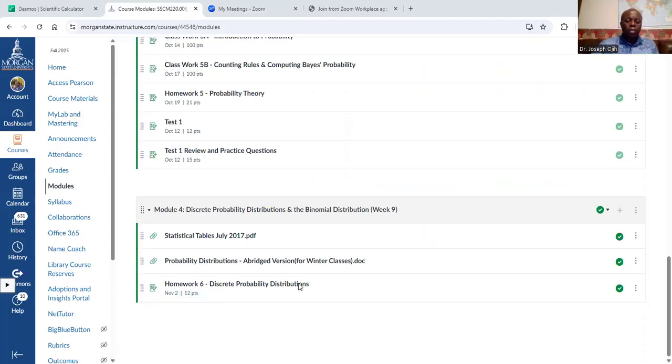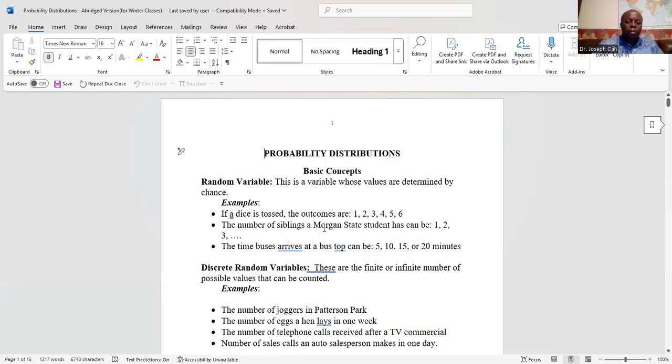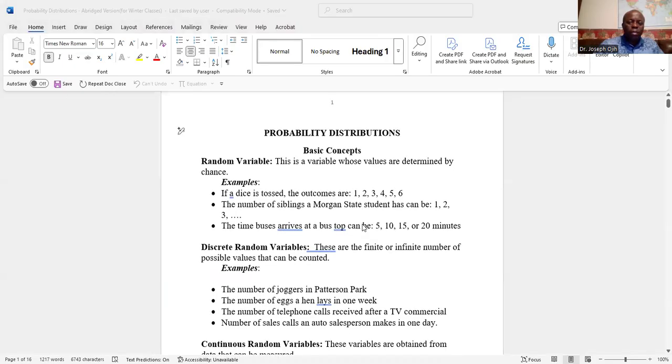We're looking at what is called probability distributions. Today we'll be focusing more on the discrete probability distribution. So let us begin by exploring the basic concept. Let's start with random variable.